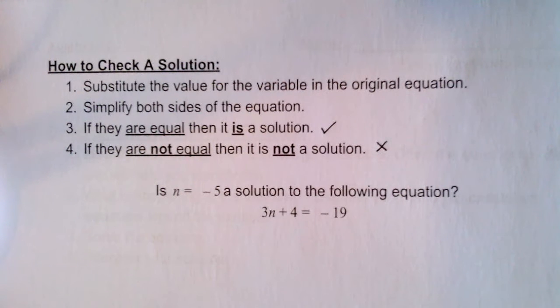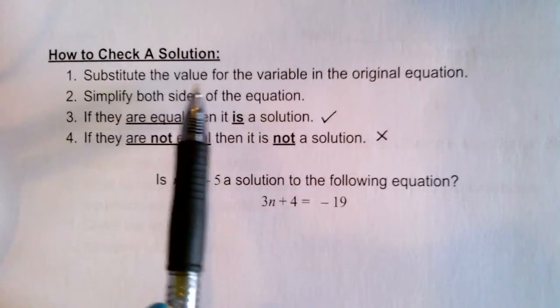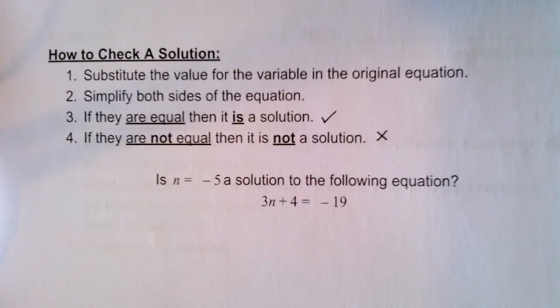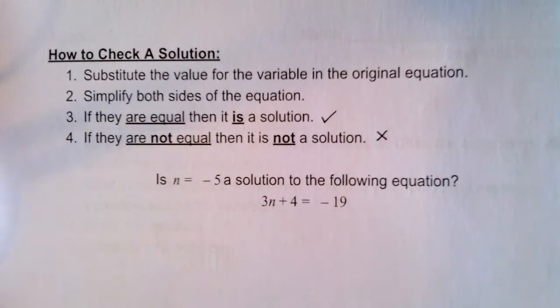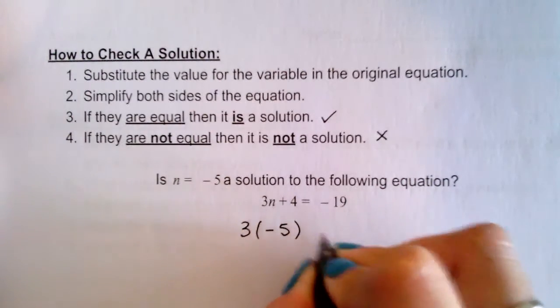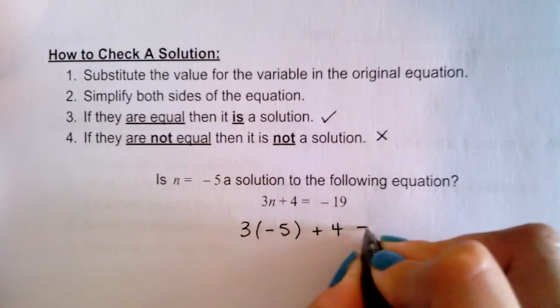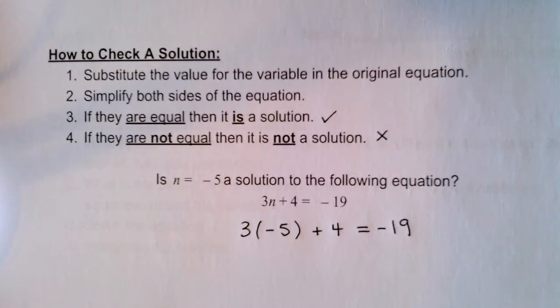Is n equals -5 a solution to the following equation? 3n plus 4 equals -19. So let's figure that out by following our steps. Substitute the value in for the variable in the original equation. So they're saying n is equal to -5. We're going to replace that n with -5. So we're going to do 3 and -5 in parentheses plus 4 equals -19. So that's step number 1. We plugged it in for the variable.